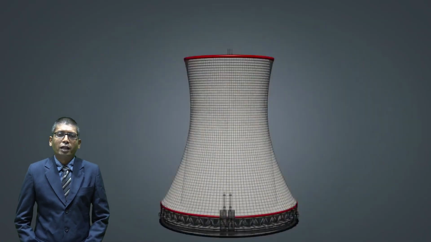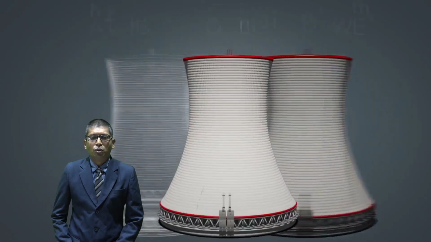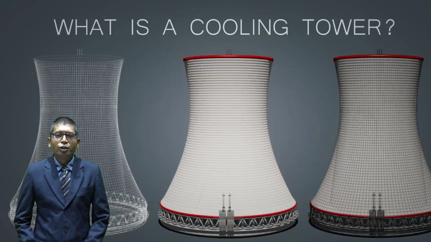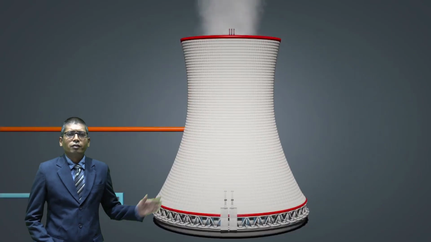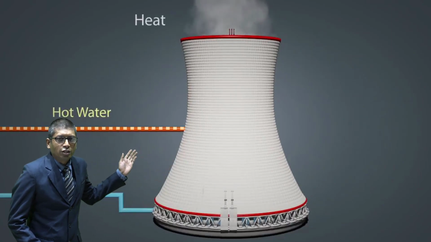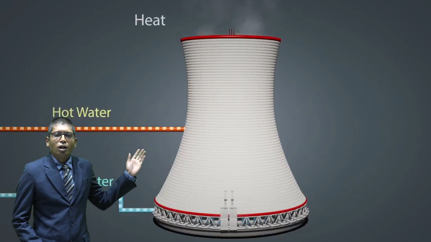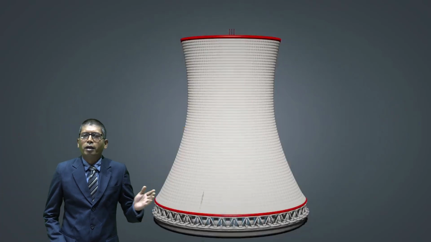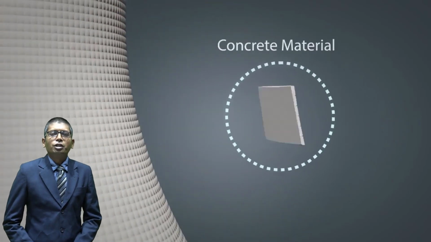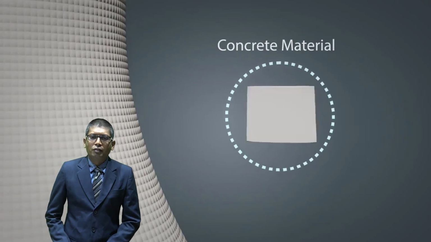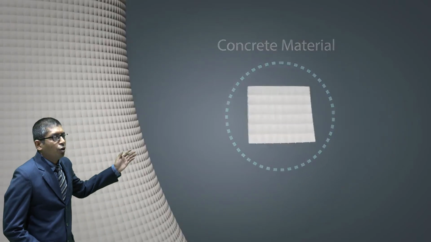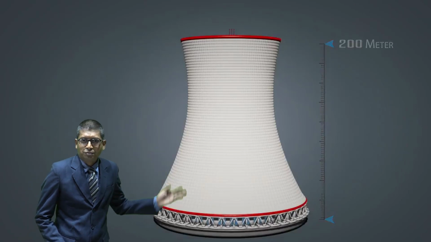Cooling tower is a place where the hot water is cooled down for reusing it in the power plant. In the cooling tower, in this concrete structure, the hot water is allowed to cool down, thereby allowing the thermal energy to get transferred to the environment. The cooling tower would be up to the height of 200 meters.